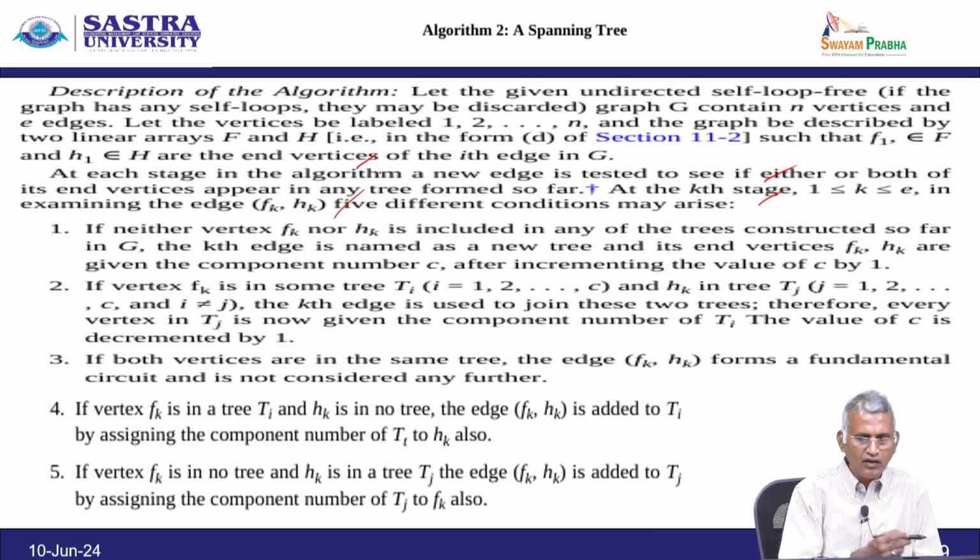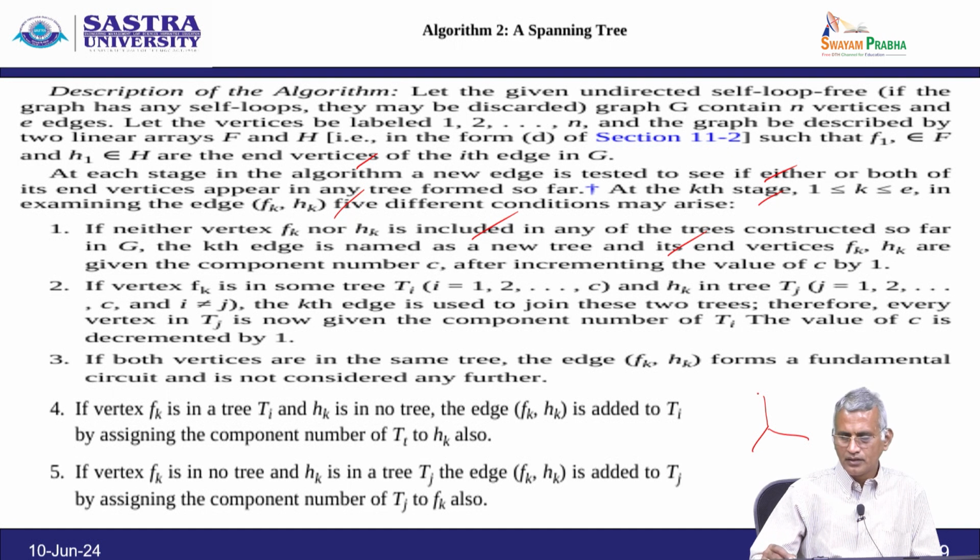Neither vertex Fk nor Hk is included in any of the trees constructed so far in G. The kth edge is named as a new tree and its end vertices Fk, Hk are given the component number c after incrementing the value of c by 1. So, this is what you have to do. So, we have a tree like that. Here it spans all the vertices, either this way or this way you can go.